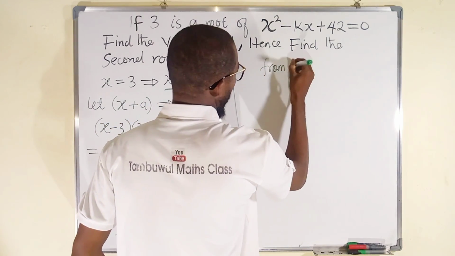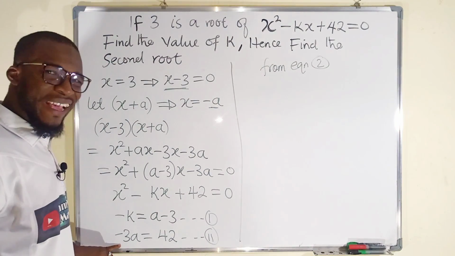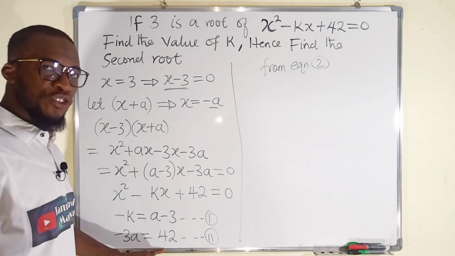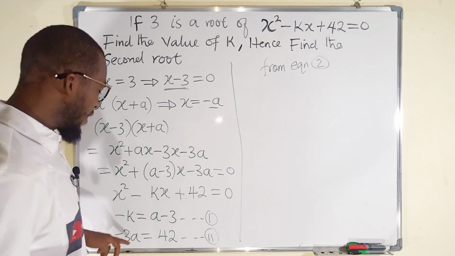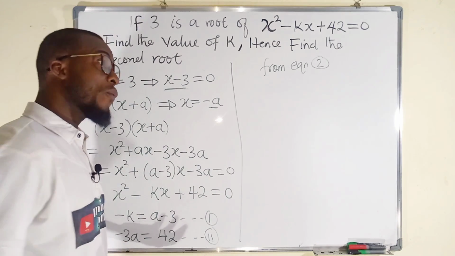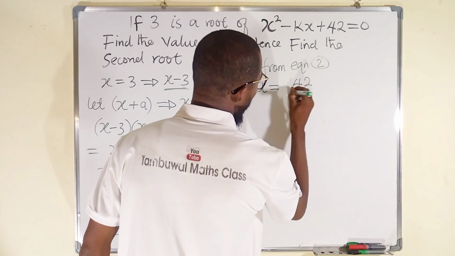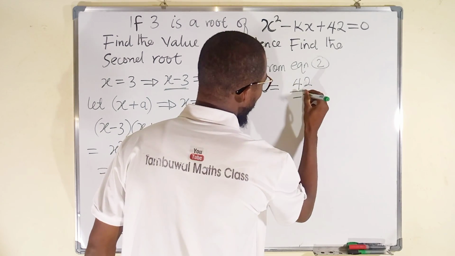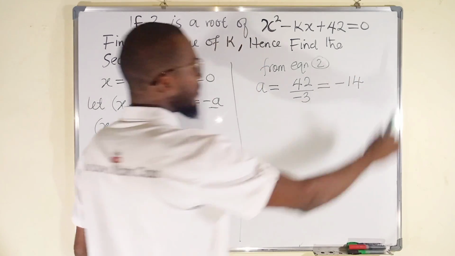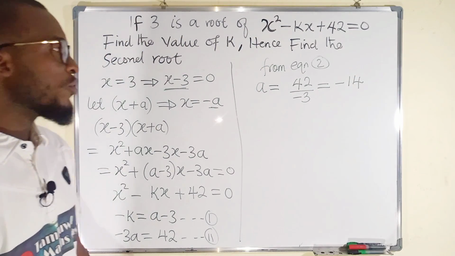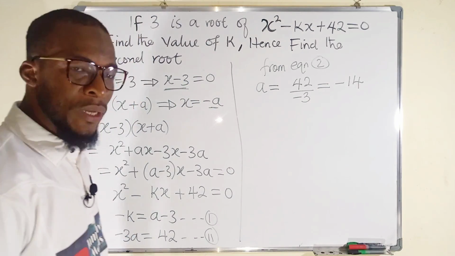From equation 2, you can see that negative 3a is equal to 42. If we divide both sides by the coefficient of a, which is negative 3, we shall obtain the value of a. And a will be equal to 42 divided by negative 3, and this is equal to negative 14, because 3 can go into 42 14 times, but this contains a negative sign.